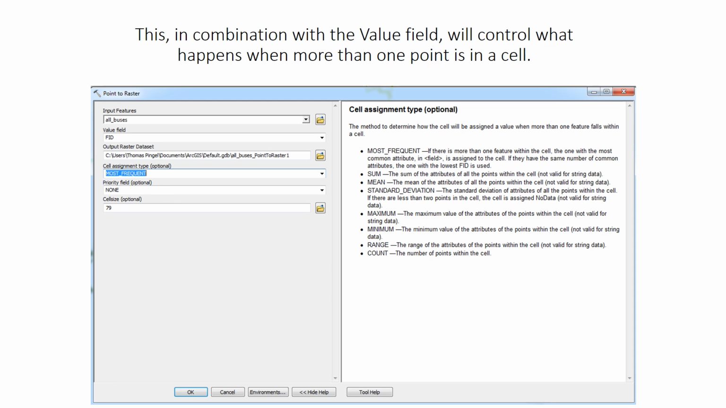So the cell assignment type in combination with the value field is what you're using to count, so it's species type or its length or population or whatever it is that's in the attribute table that you're interested in using to calculate these numbers.